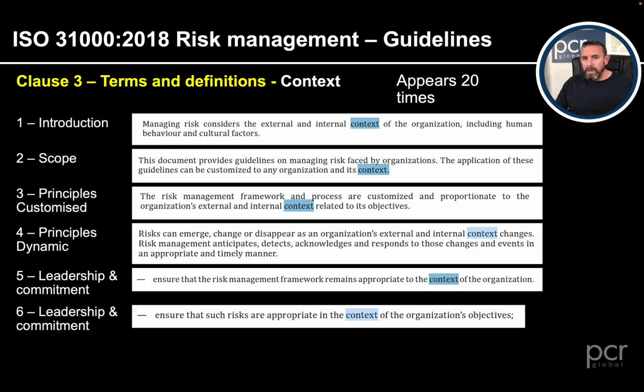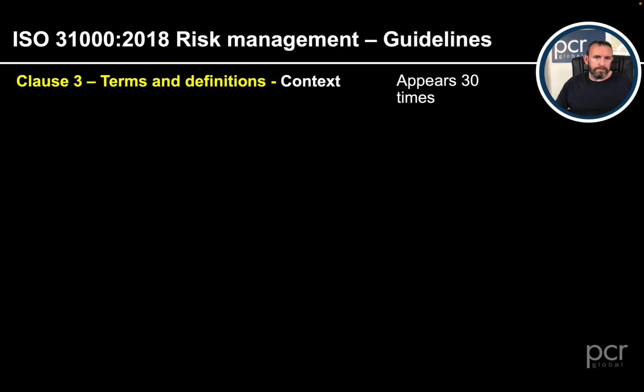Another one for leadership and commitment. Leaders must ensure that such risks are appropriate in the context of the organisation's objectives. So now we're using context when we're talking about objectives. Our objectives are set within the external context of the organisation. That's where we're trying to go. So we must make sure that the risk management process is appropriate. It can't be too much, it can't be too little, it must be tailored, it must be dynamic, which is one of the principles.